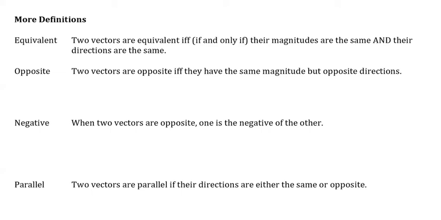Opposite. Two vectors are opposite if and only if they have the same magnitude but opposite directions. So, for example, if I call this one U, and I'm just going to eyeball this one, call this one V, U is opposite to V. When two vectors are opposite, one is equal to the negative of the other. Remember, I already mentioned this before. Or V equals negative U.